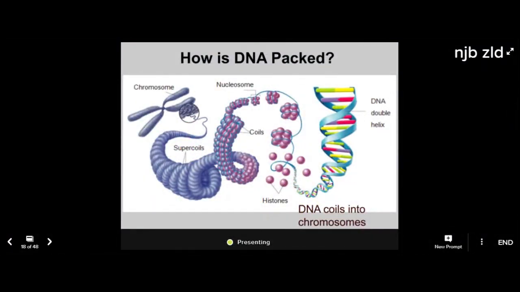So what happens is DNA starts out unwound like this. It tightly coils up, forms this chromosome.